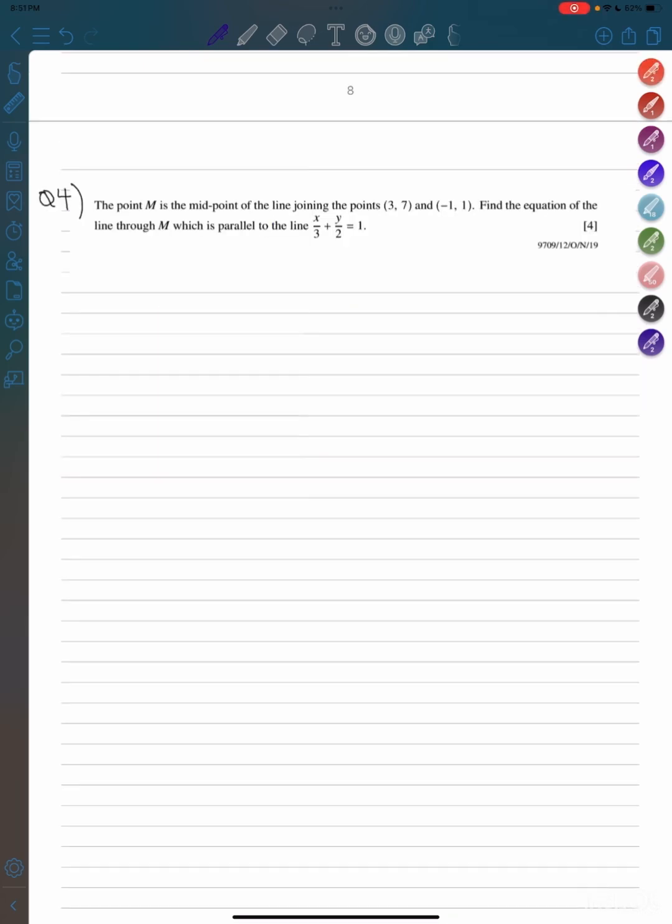Question number 4 reads, the point M is the midpoint of the line joining the points (3, 7) and (-1, 1). Find the equation of the line through M which is parallel to the line x over 3 plus y over 2 equals 1. Let's say that point A is (3, 7), B is (-1, 1), and M is the midpoint of both these points.